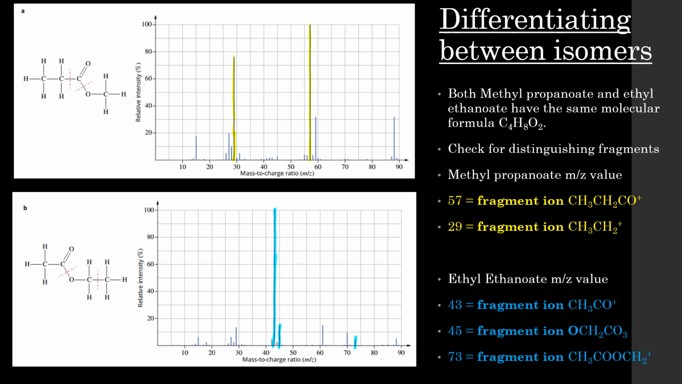Now if we look at ethyl ethanoate and its mass to charge values, what's distinguishing in there? The one at 43, so that's a fragment ion of CH3CO+. And what else do we have? We've got a fragment ion of OCH2CO3, so it's over here. And then finally at 73 we've got a fragment ion of CH3COOH2, and that's A+.